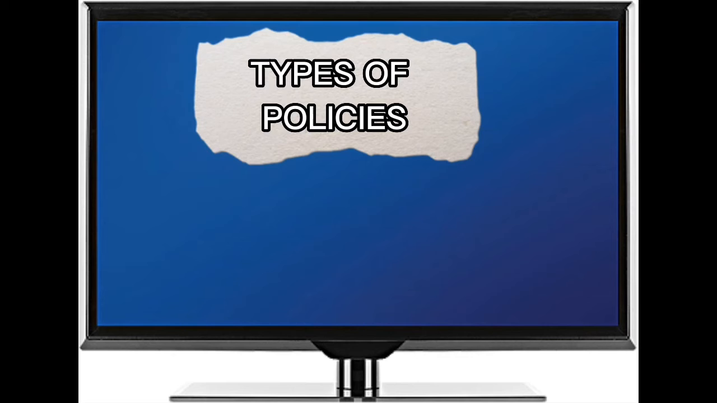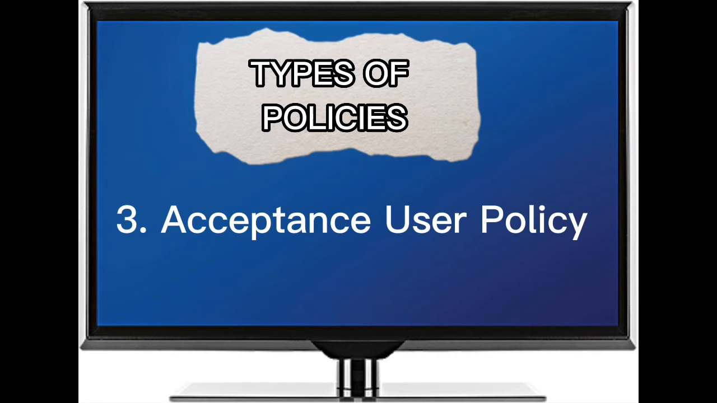Third, acceptable user policy. This policy regulates the behavior of the users towards a system or network or even a web page. So, it is explicitly said what a user can and cannot do in a system. Like, are they allowed to share access codes? Can they share resources? And so on.